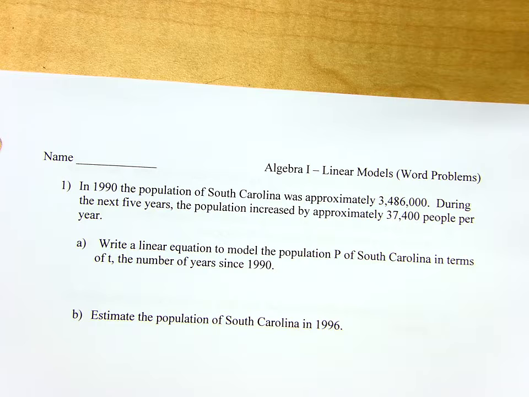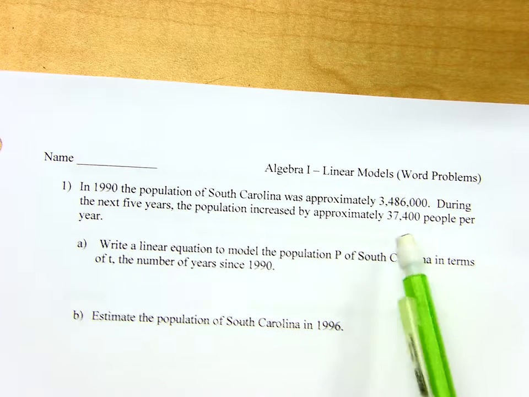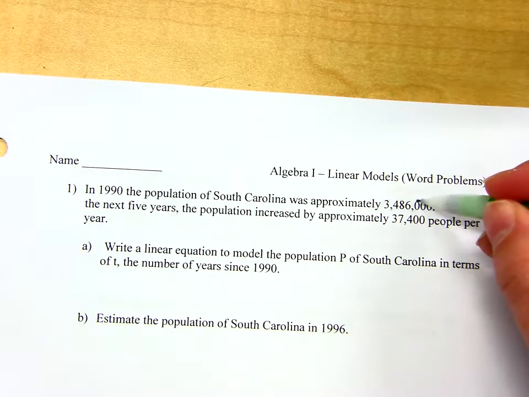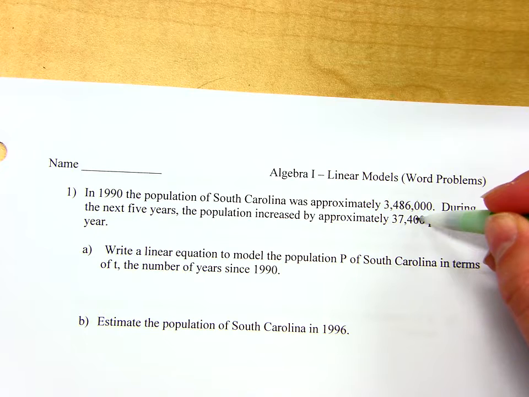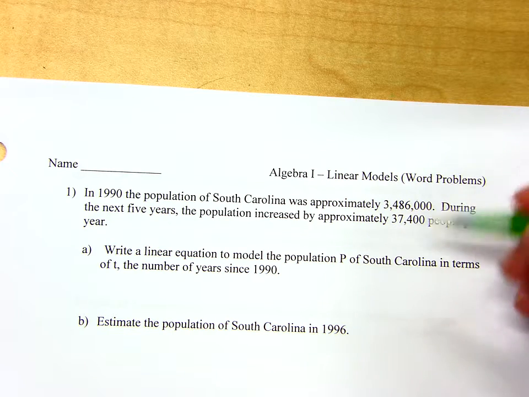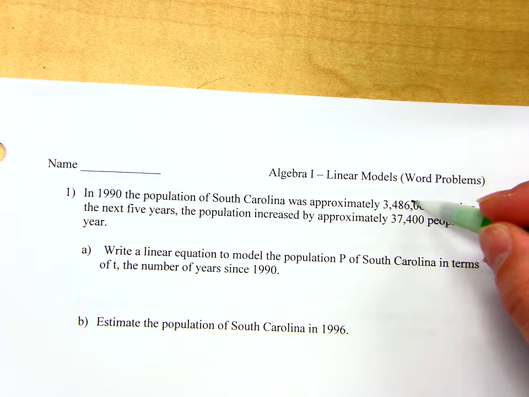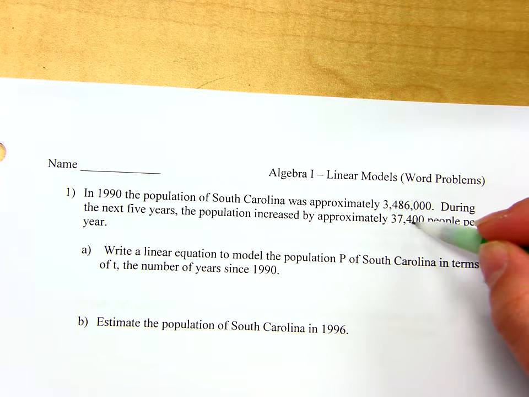So I know what the population was in 1990, right? And then aren't I going to add to that 37,400 people more each year? Aren't I starting here and then I'm just going to add this many people every year? Don't let the fact that they're big numbers throw you off. This is what I started with, and then every year, I'm going to add this many more people.